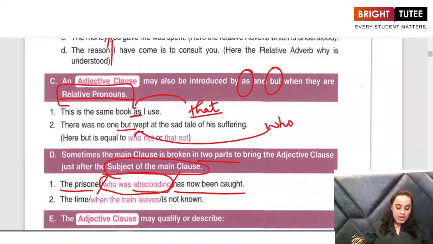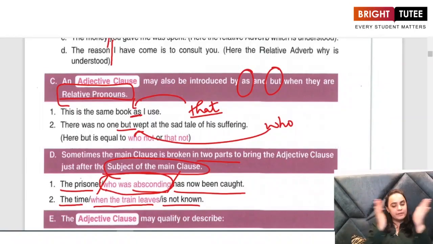Second sentence, the time when the train leaves is not known. The sentence could have been, the time is not known when the train leaves. But rather than writing that, how has the sentence been written? The main clause has been divided into 2 parts. The time when the train leaves is not known. And why was it done? So that my adjective clause comes immediately after my noun. Okay?